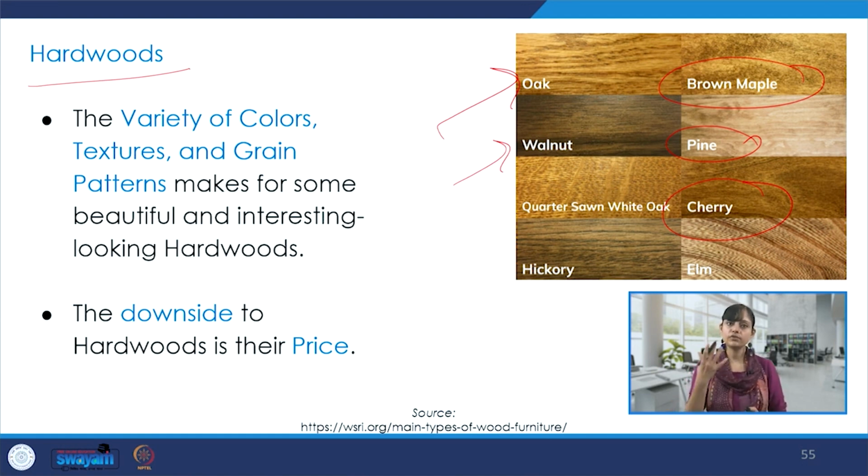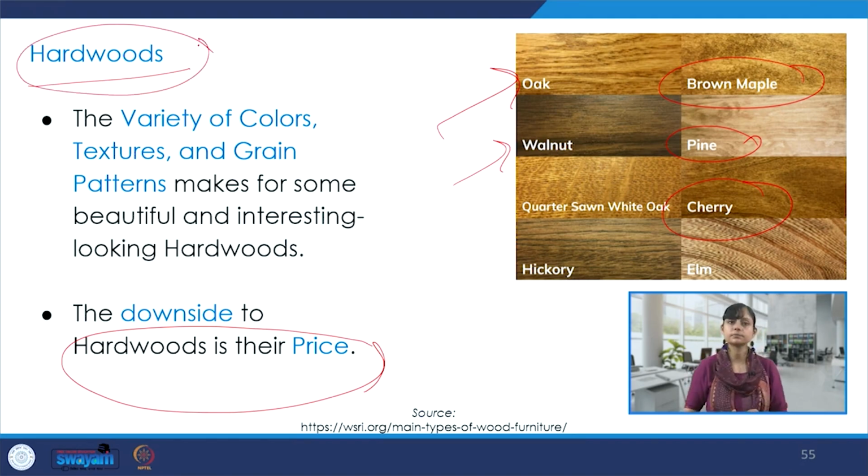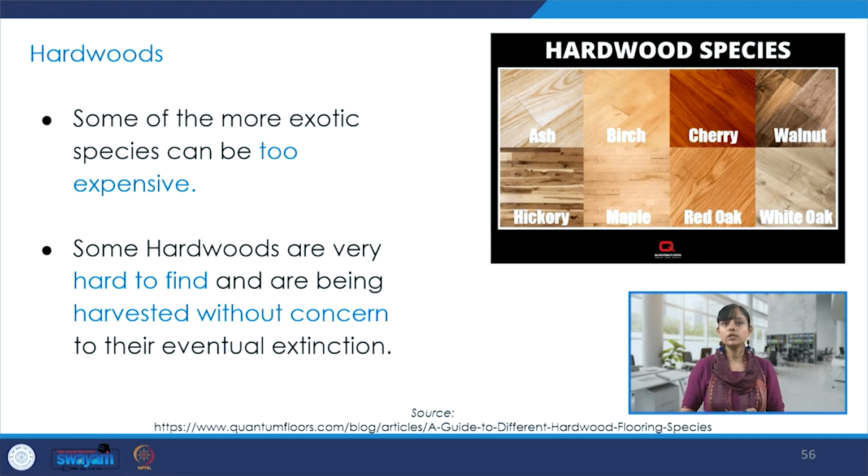So we see a lot of variety of colors, textures, grain patterns, and there is a plethora from which we can pick and choose. So there is a lot of diversity for us to look at and then do the selection for our projects. And the issue is that they are very expensive, and if for our clientele the budget is not a problem, then of course we can go selecting the hardwoods. So some of the more exotic species can be very, very expensive even for the hardwoods. So then that totally depends on the pricing and the budget and the clientele.